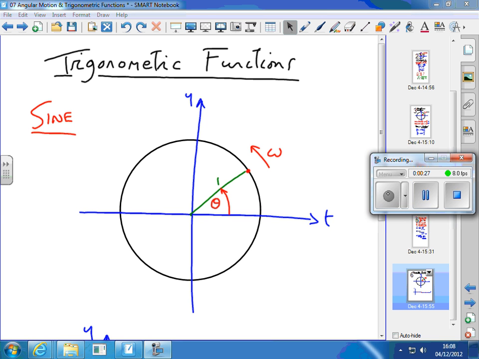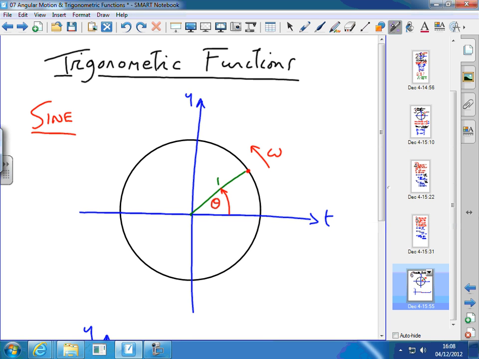We want to bear in mind what we already know about angles. So this thing is rotating around here. At time 0, we assume it starts here, at 0, and then rotates anti-clockwise as time goes by. So after a certain amount of time, it's reached this point. With an angular velocity omega, and after this time t, it's moved to an angle theta.